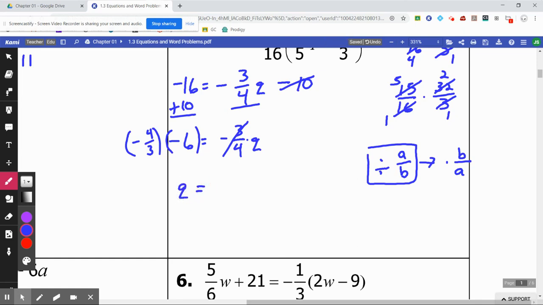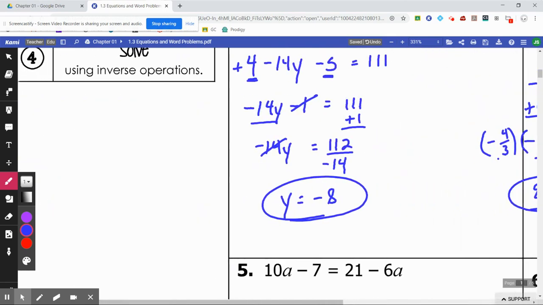So now we have Q is equal to, I'm going to go ahead and put it first, a negative times a negative is a positive, 4/3 times 6, put it over 1, cross cancel once, twice, gives me 8 over 1, or just 8. Number 5.